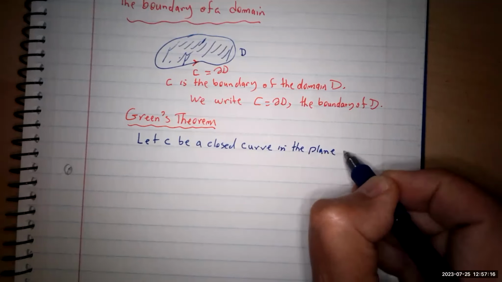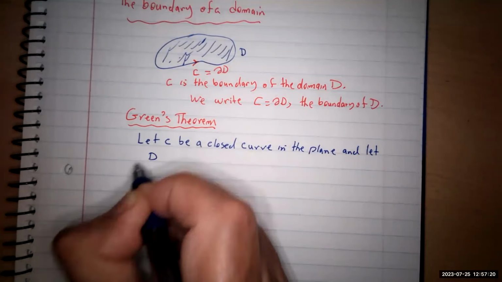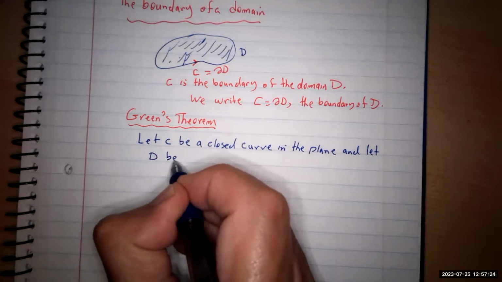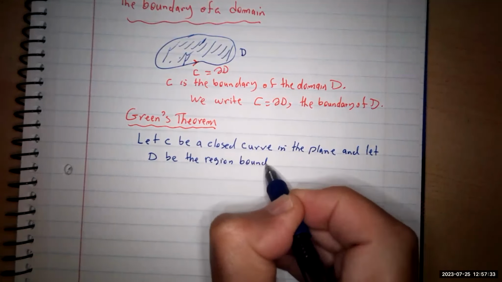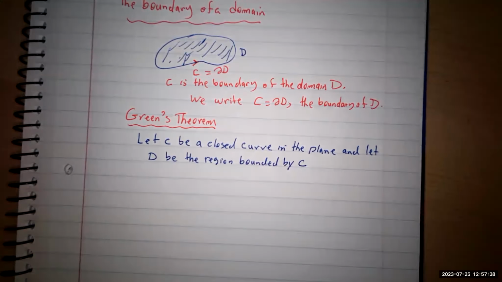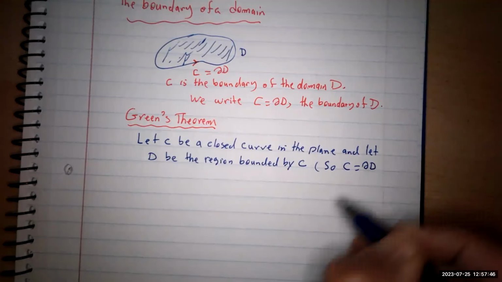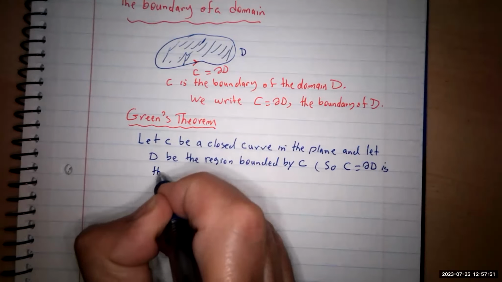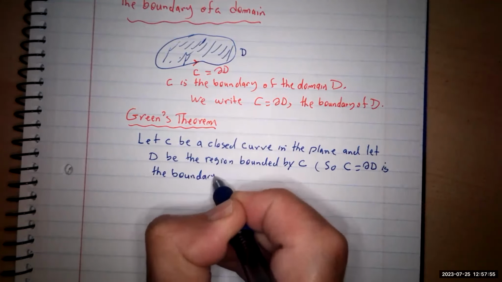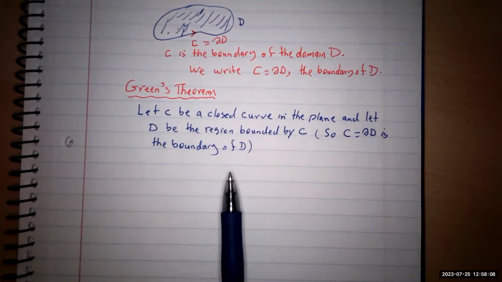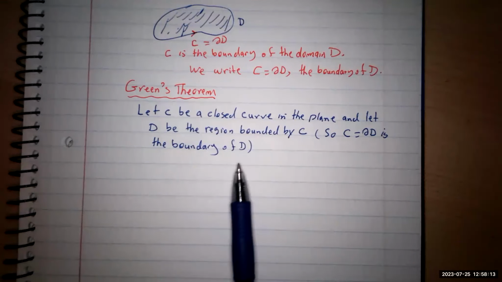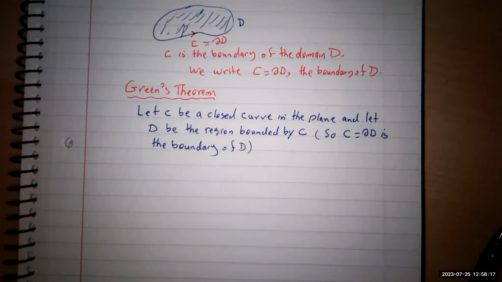And let D be the region bounded by C. Bounded by C means C is the boundary of D. So this means C is equal to the boundary of D. So you have one domain, then you have a closed curve. That closed curve bounds, or encloses, your domain, whatever it is. If that is the case, now bring the function.